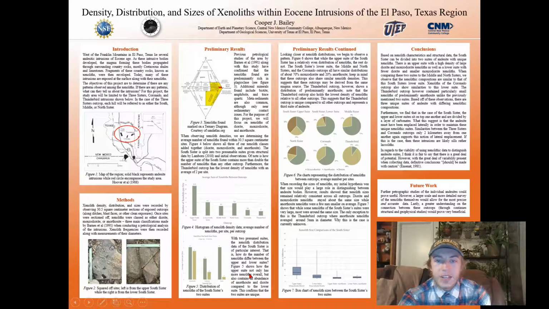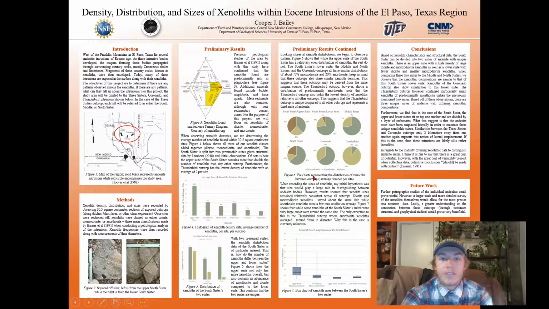This leads me to my first conclusion: that the two suites of the South Sister are in fact unique from one another and are even likely from separate sources. Furthermore, since the two suites are on top of one another and they are different, we can assume that there was some sort of lateral emplacement for it to be that way.